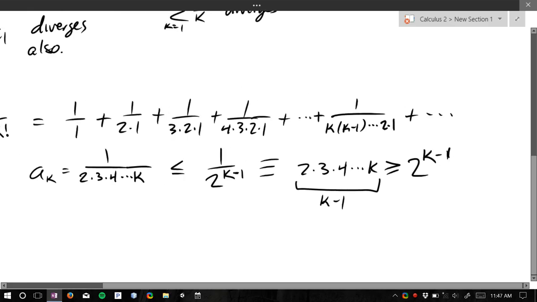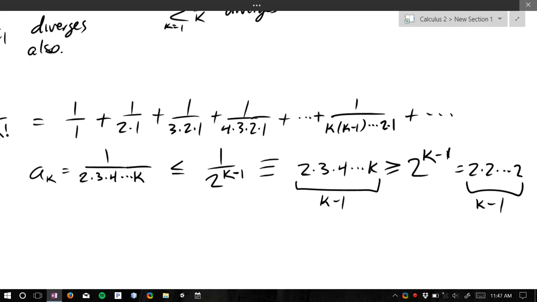So why is this inequality true? The right side is just 2 times 2 times 2 times 2. That's exactly right. All right, so the right side, the small side, is 2 times 2 times 2 times 2. The left side is 2 times numbers that are bigger than 2. So it's definitely bigger.